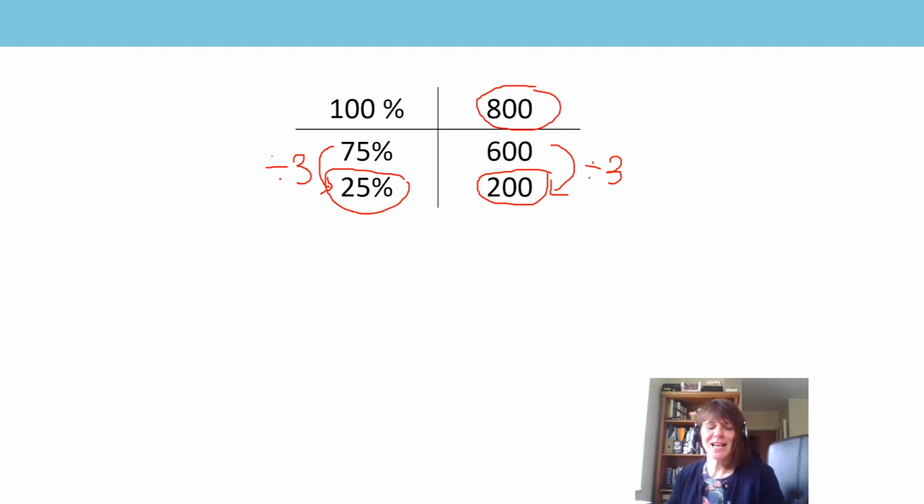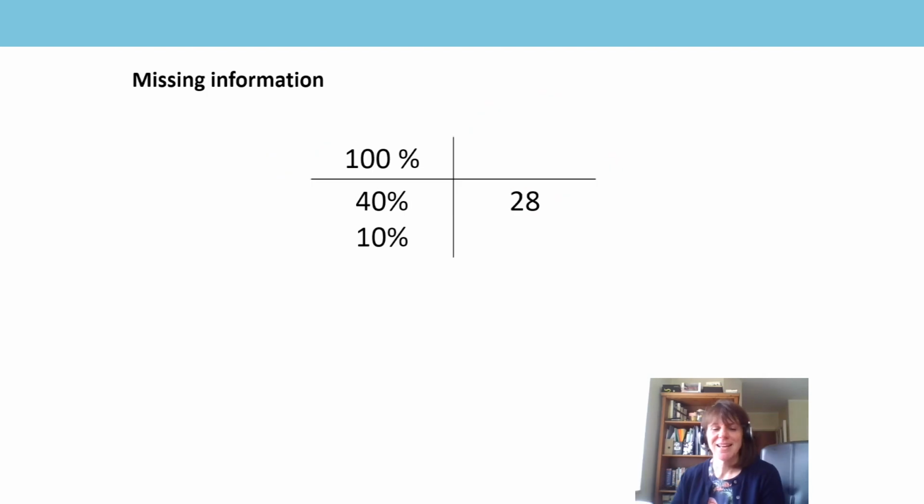Ratio charts, as Mr. Whitehead said, are really helpful to work out some of these solutions to problems that we've not seen before. Let's have a go at finding some missing information. We've got a ratio chart here where we know that 40% of the original number equals 28. Pause the video now and work out the missing values, and then start it again and I'll go through it with you.